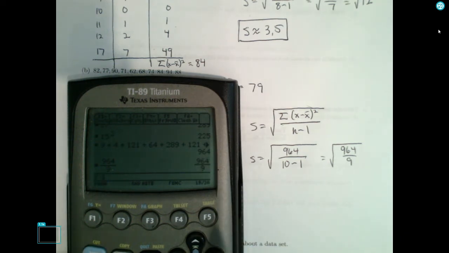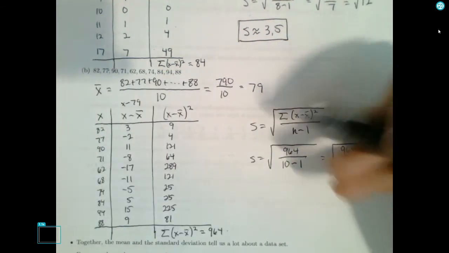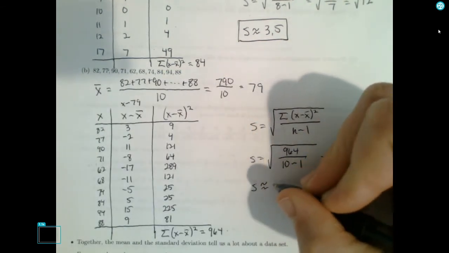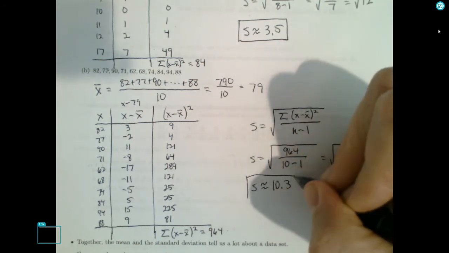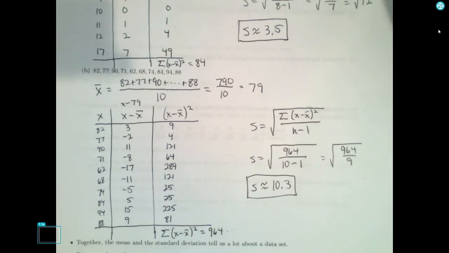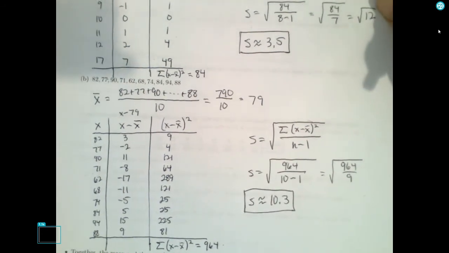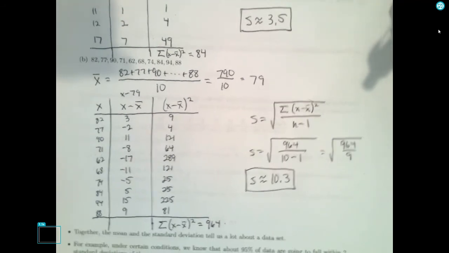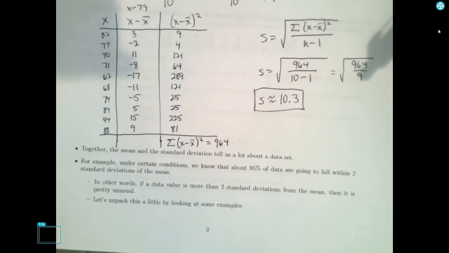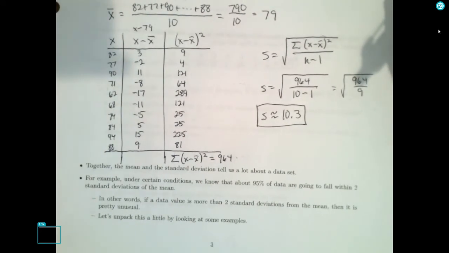I'm going to say square root of 964 over 9. Make sure to put that whole thing in parentheses so that you take the square root of the whole thing. Otherwise, it'll just take the square root of 964. Right? Okay. So that comes out to about 10.3. Okay, so there's the standard deviation of that data set. So that's how you use the formula from the previous page. That's how you calculate the standard deviation.